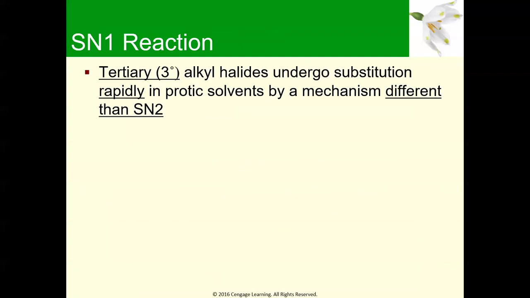Now we're going to focus on the SN1 reaction. So it's a different reaction mechanism. The steps of this reaction are different than the steps that occur in an SN2 reaction. First of all, what we want to just go ahead and lay out there for SN1 reactions is that they typically occur when you have tertiary alkyl halides. So that's where your electrophilic carbon is attached to 3 other carbons, 3 other alkyl groups. It's tertiary. The tertiary alkyl halides undergo substitution rapidly in protic solvents by a mechanism that's different than SN2.